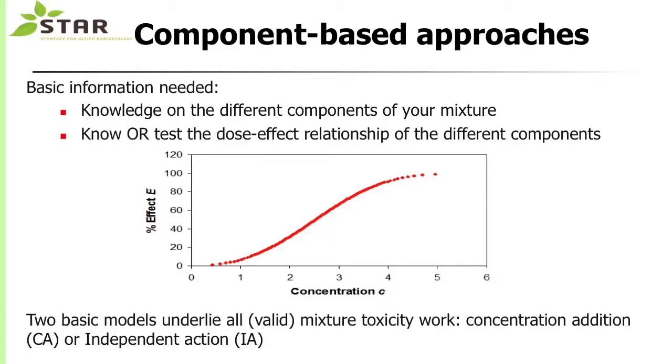The basic information you need for such a component-based approach is knowledge on the different components of your mixture and know or test the dose-effect relationship. A dose-effect curve looks like the one that you see on the screen, where on the y-axis you have the effect and on the x-axis you have the concentration. Typically it gives, for example, a sigmoidal curve showing, for example, growth inhibition. Two basic models can then be applied to these different components to predict the total mixture response. It is concentration addition and independent action.